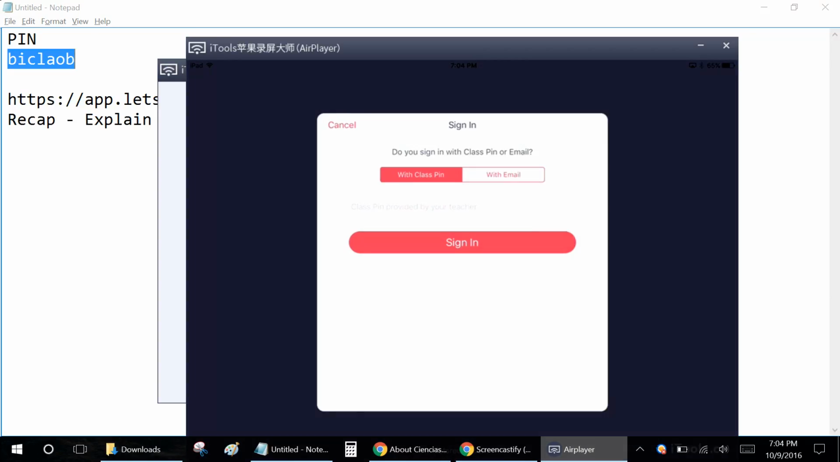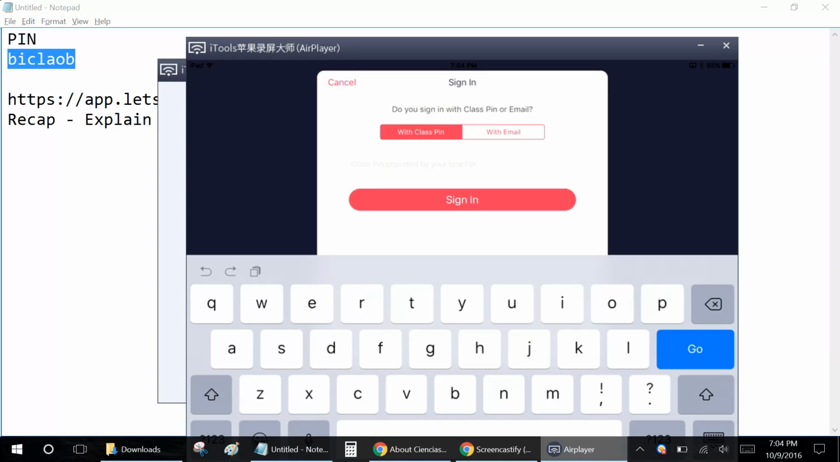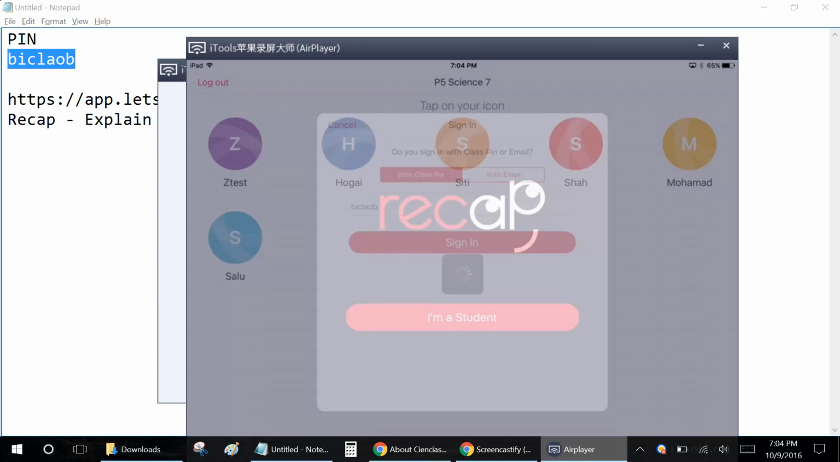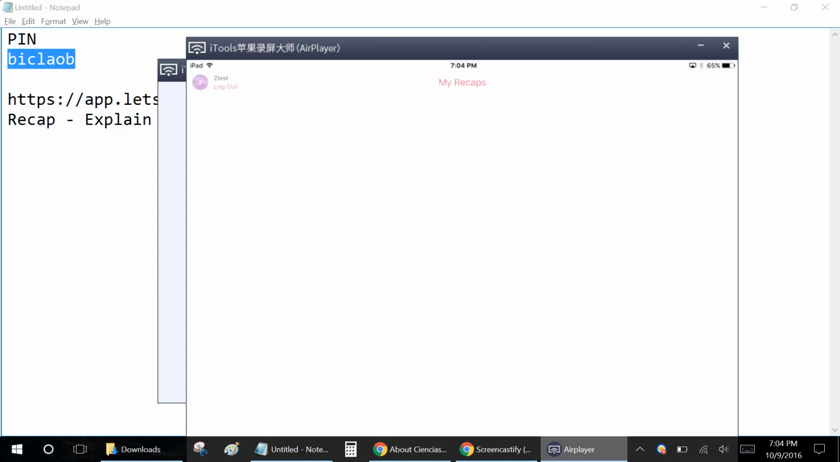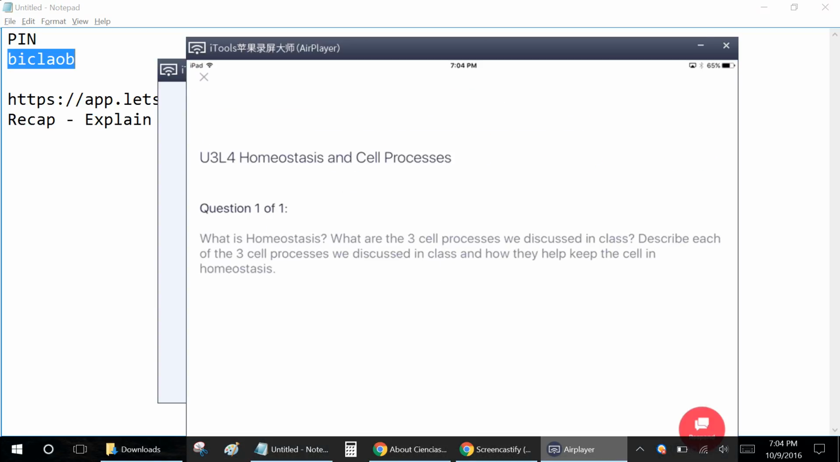I'm going to click I'm a student. I'm going to enter the PIN number, which is the same one over there on the screen in blue, okay? And I'm going to click on sign in. I'm going to do the seed test over here. Again, all from your iPad.